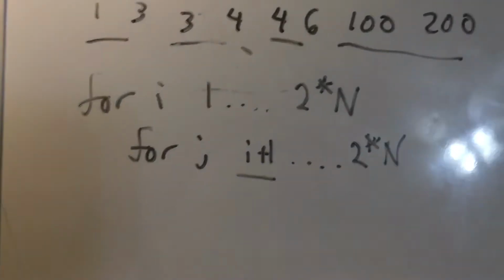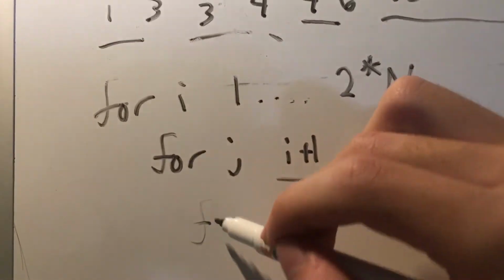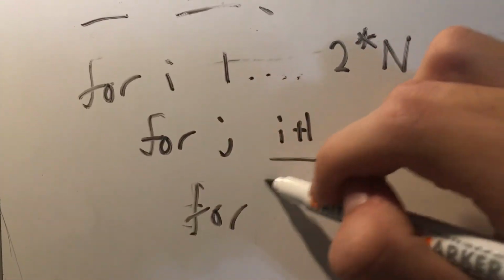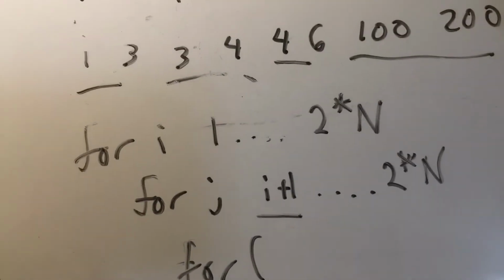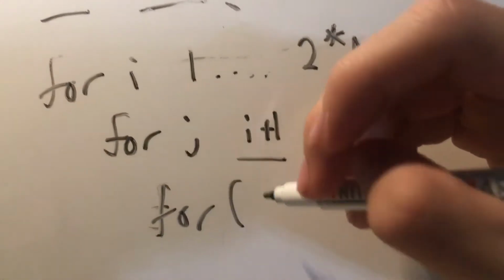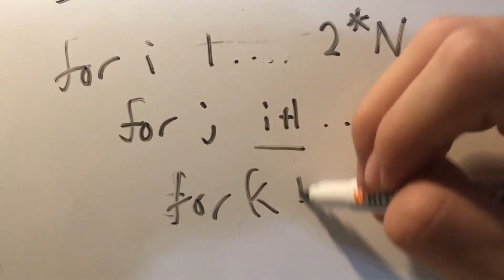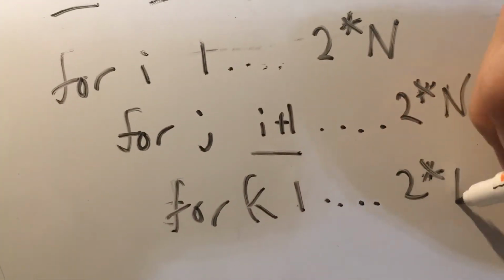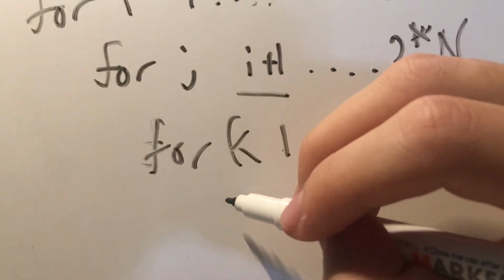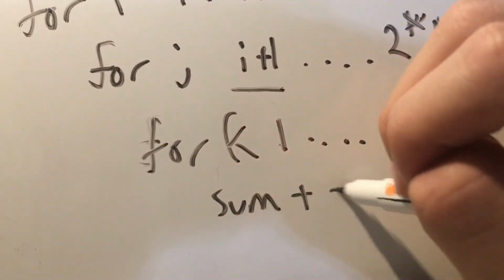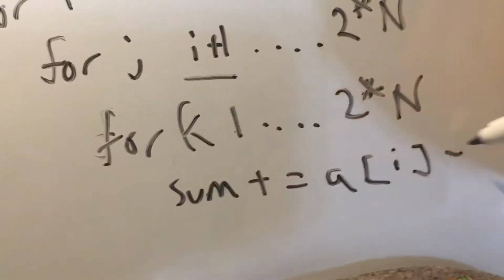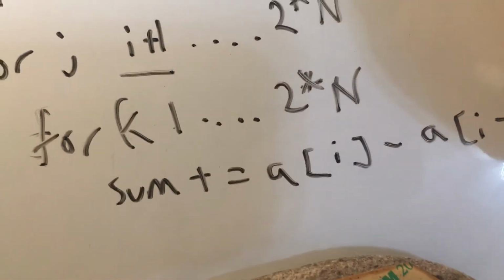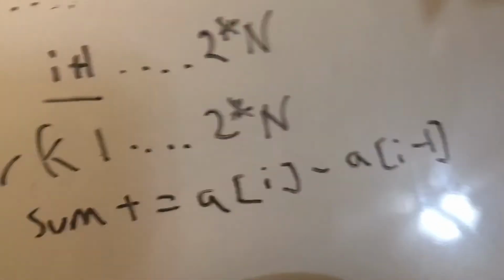And then after that, we can go through the process, and we'll just do the absolute difference between i and i minus 1. And so we'll have k, and it will iterate through 1 plus 2n. And then it'll be like sum plus equals array at i minus array at i minus 1 kind of deal, something like that, and you'll just sum those up.